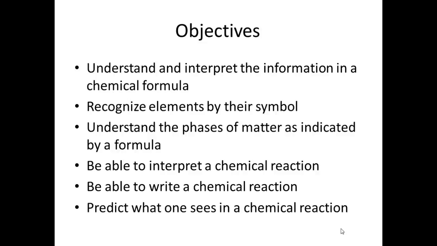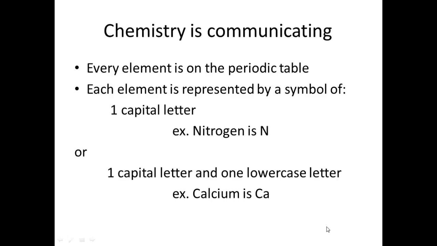Every element, as we discussed, has its own unique symbol. We should understand the different phases of matter, or physical states, as indicated by a formula. We should be able to interpret a chemical reaction and write one. Also, we should be able to predict what one would observe if a chemical reaction was undertaken. Chemistry is communication.